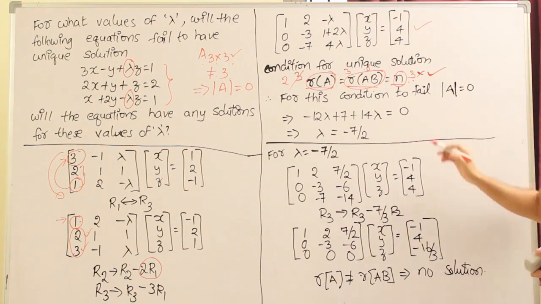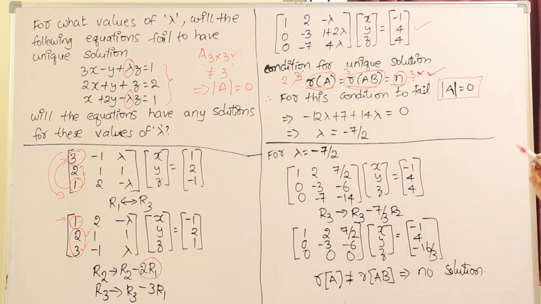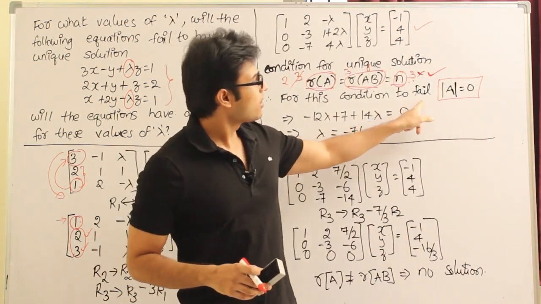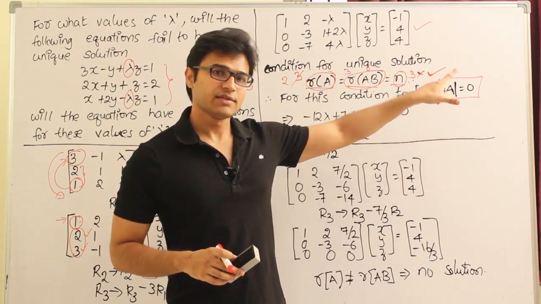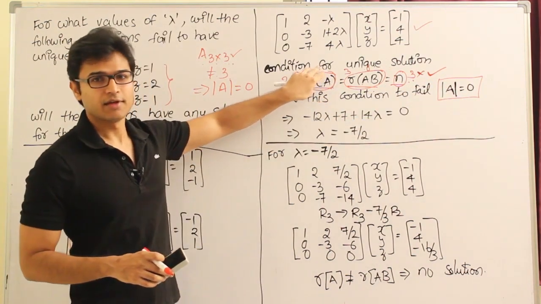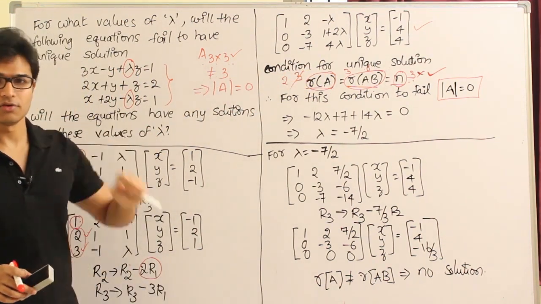Okay. Therefore for this condition to fail, determinant has to be 0. So what can we say from that condition? If determinant of A becomes 0, we can say that definitely rank of A is less than 3. Definitely this condition fails. Definitely there will be no unique solution.